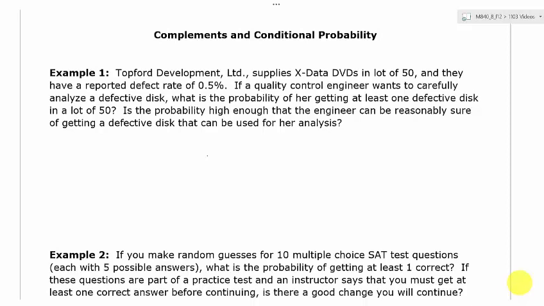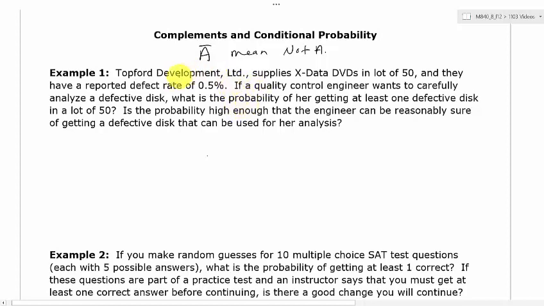In this video, we're going to be talking about complements and conditional probability. We talked a little bit about complements before, so the notation for a complement was writing that line over it. So if you have some event A, the complement we would denote with a line over it, and it means not A. We use this idea a lot, using the complement when we're calculating probabilities.